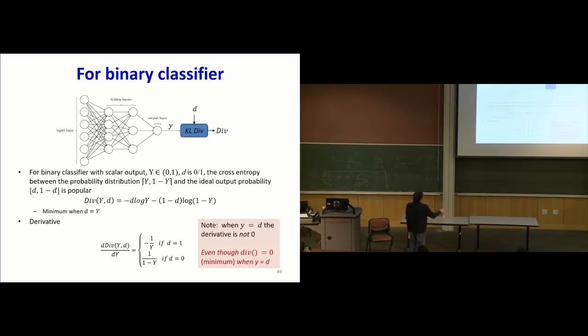Look at this. If y equals d, what is the divergence? When y equals d, consider d is 1. When d is 1, this term is 0. You're only left with d log y. But if y equals d, y equals 1. So log of y is 0. And so d log y is 0. So the divergence actually becomes 0 when d equals y.